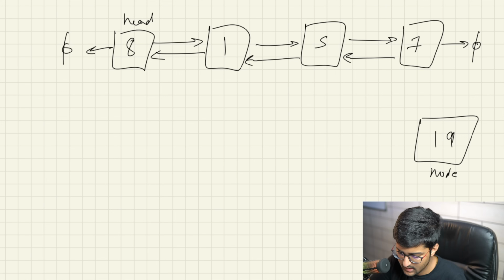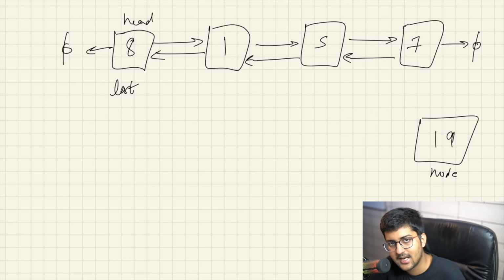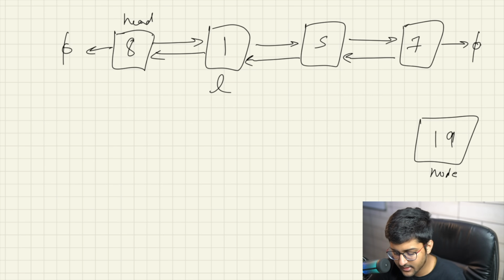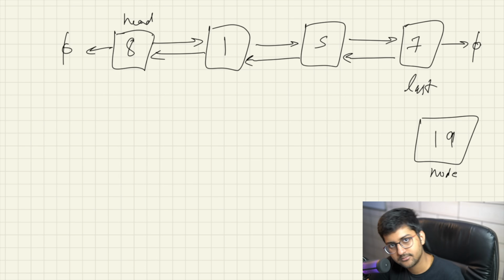So I'm going to start from here, my temporary last variable. I am going to stop when, where is the last element? The last element is the one whose next is equal to null. Isn't it pretty obvious? I'll ask the node I'm at currently, is the next element null? No, it's not. Okay, move forward. Is the next element null? No. Is the next element null? No. Is the next element null? Yes, it is. Stop. You are now at the last node.